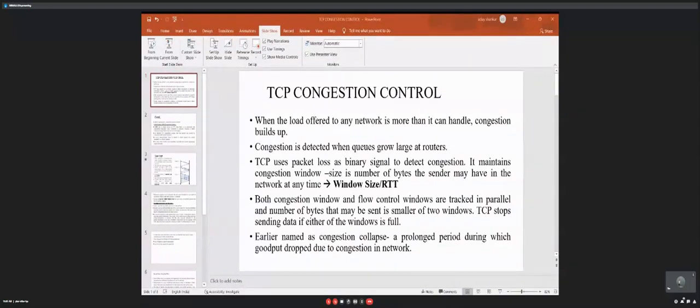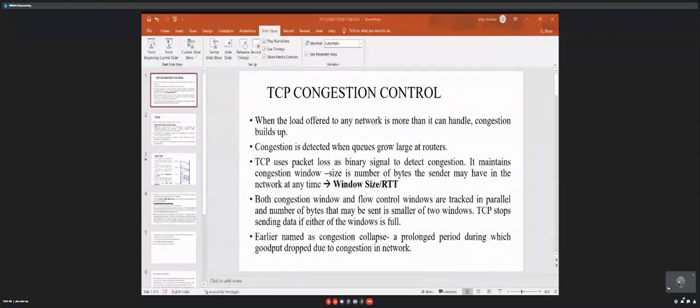So how is the congestion detected? Packet loss is considered as a signal for detecting the congestion. Okay, so whenever congestion occurs, we say the packet is lost, right? So packet loss itself is considered as a signal to detect the congestion. Here we have three different mechanisms, and we have another mechanism, the AIMD rule.